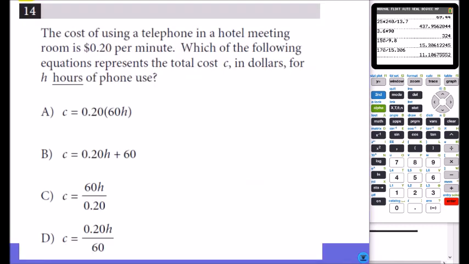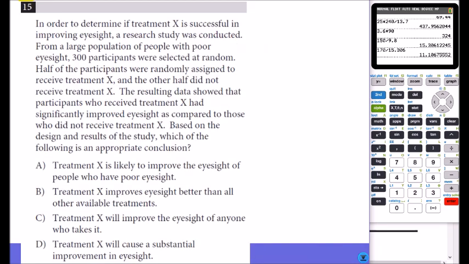14. The cost of using a telephone in a hotel meeting is 20 cents per minute. Which of the following equations represents the total cost in dollars for 8 hours of phone use? So 1 hour is 60 minutes, right? And it's 0.20 per minute. So you have to multiply all this, right? So here's 1 hour times 60 and 20 cents each. So you multiply them all together. So it must be A.